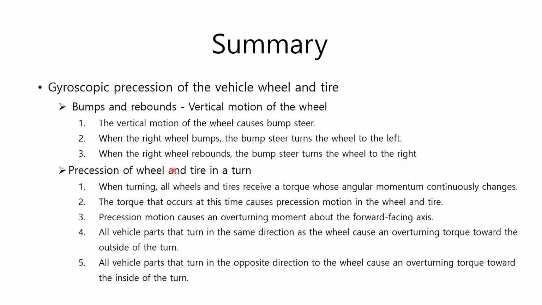The precession motion of the wheel and tire during a turn is explained. When turning, all wheels and tires receive a torque whose angular momentum continuously changes. The torque that occurs at this time causes precession motion in the wheel and tire. Precession motion causes an overturning moment about the forward-facing axis.